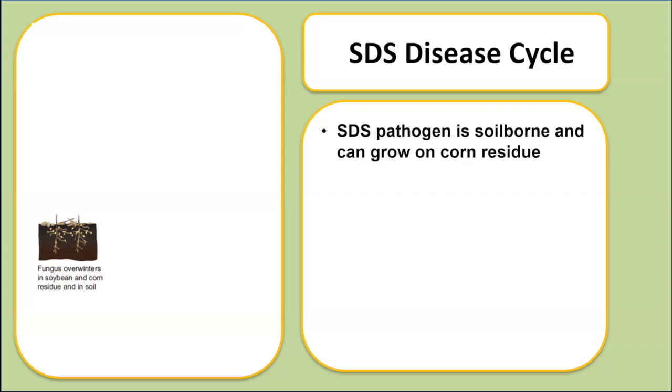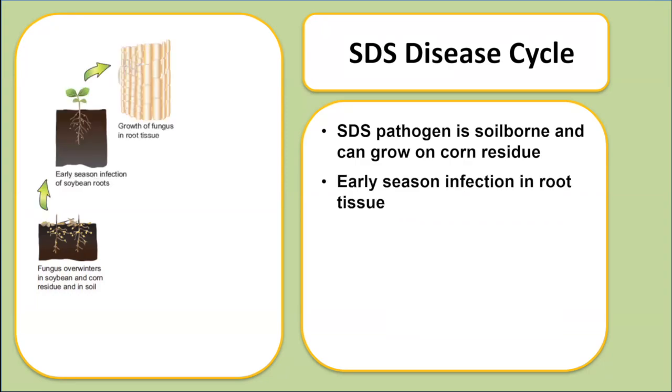Now, what happens early in the season, if we have heavy moisture and some abiotic stress, whether that's compaction due to wet soils and pushing seed in the ground when we probably shouldn't be, is that these plants are going to be stressed, and that's when the infection from this Fusarium virguliforme is going to occur.